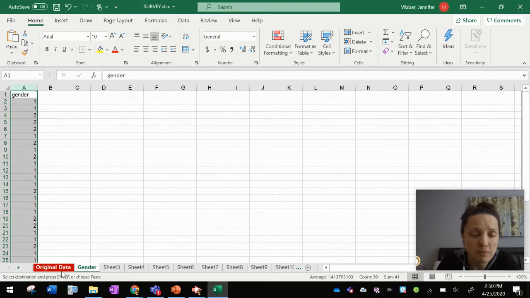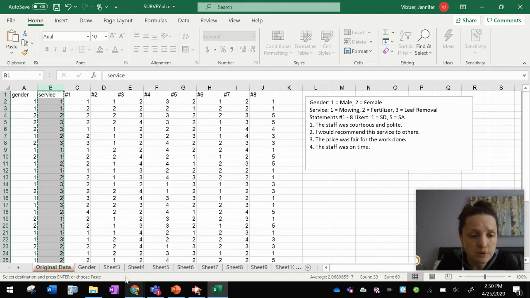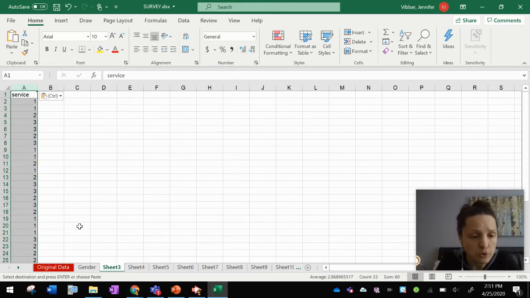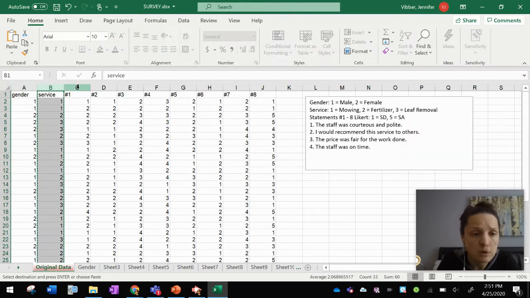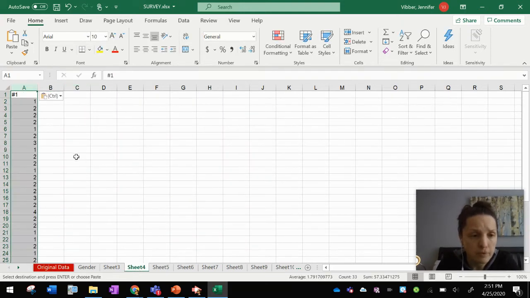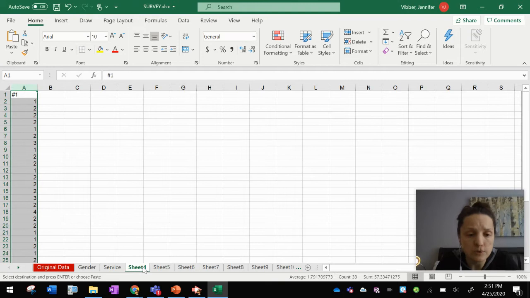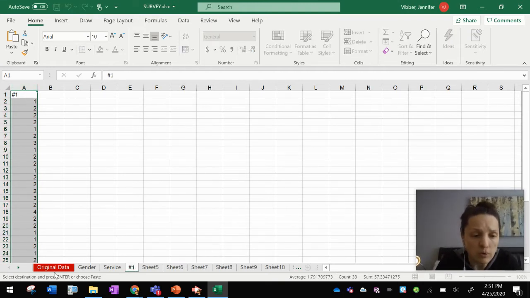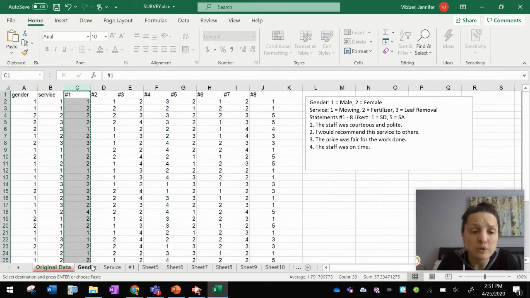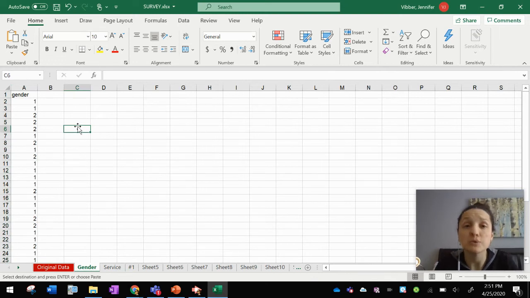And do the same thing really quick for the other things. All right, so this was gender, this was service, this was number 1. Okay, so here's my original data, and here are some things that we can analyze. Now, let's say I want to analyze gender. There's 2 ways to do that.